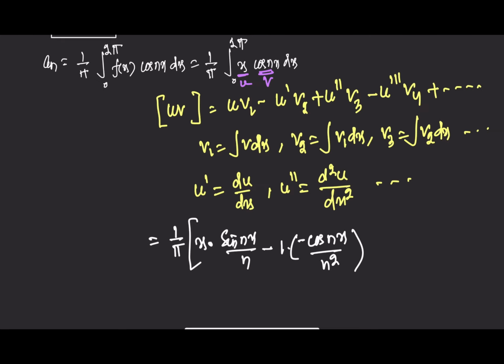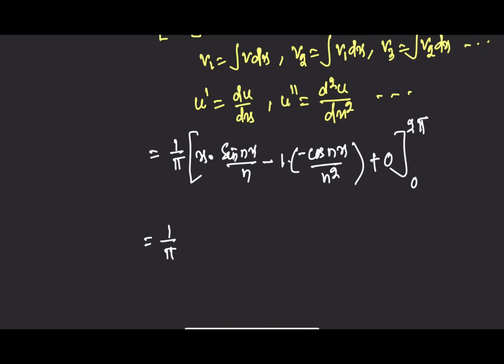okay. And the third term is u double dash v3. U double dash is derivative of u dash, which is 1. So derivative of 1 is 0. And the next term becomes 0. Okay. This is the integration of x cos nx, and the limit is 0 to 2 pi. Okay.